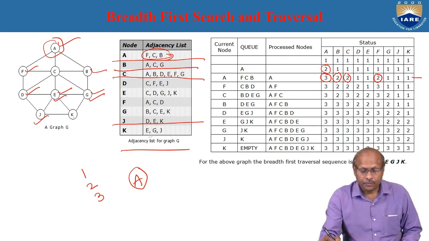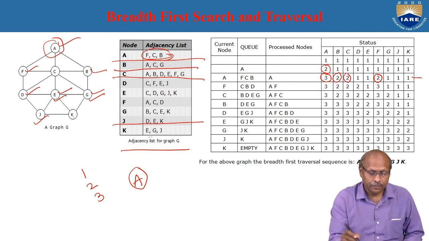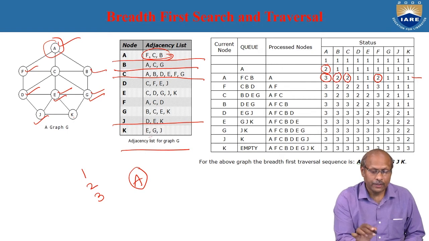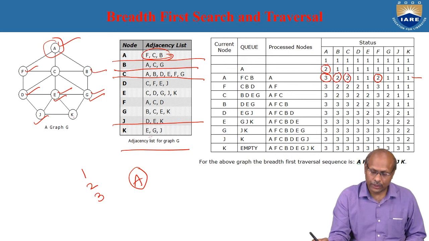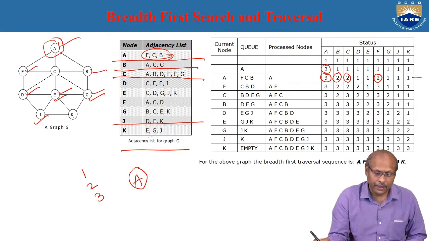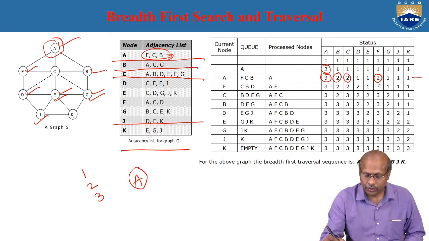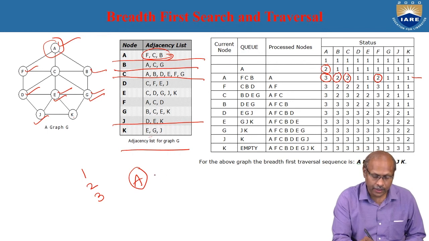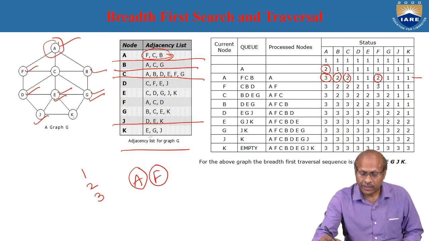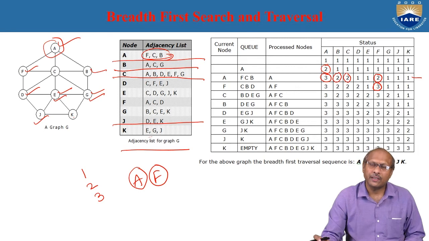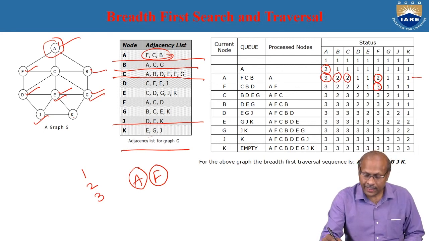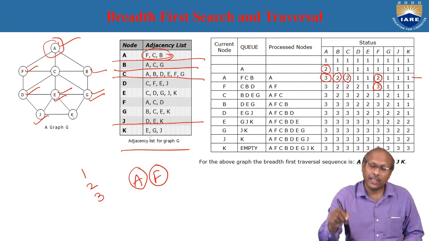So F is the front member, because the queue follows first in, first out. Whichever is standing first, F you have to move first. So after A, you have processed F. Once F is processed, you make its status 3. Once it is over, you change the status to 3. After changing to 3, you have to find out that node's neighbor list.